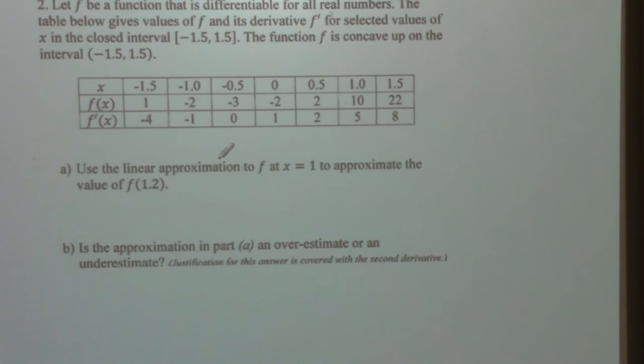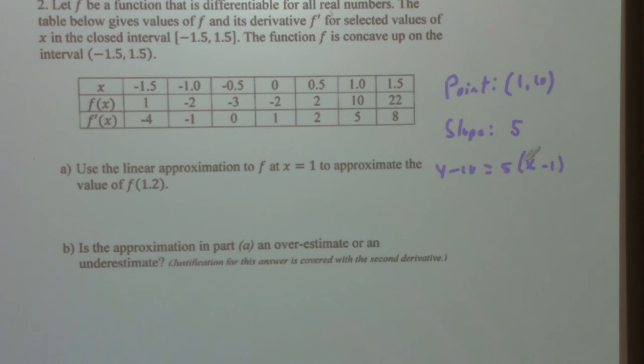And what do you need for a tangent line? Slope and a point. So we're going to use this one right here. Our point is going to be (1, 10), right? And then the slope, f prime of 1, is 5. So we're going to have y minus 10 equals 5 times (x minus 1).